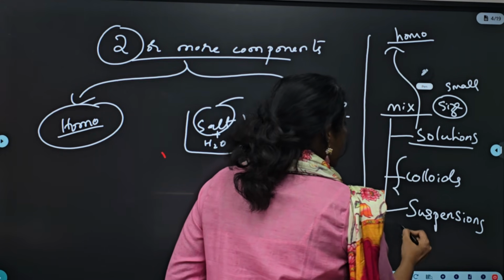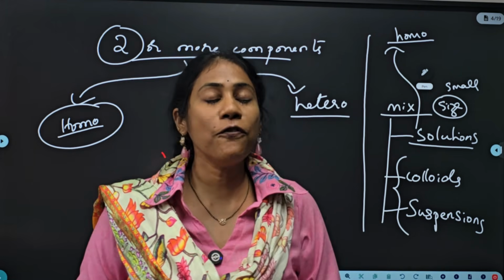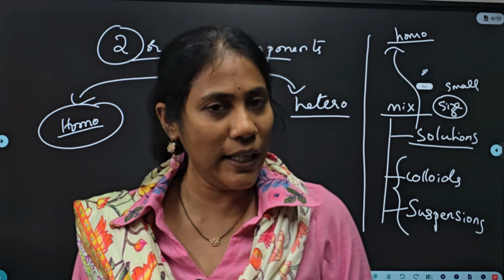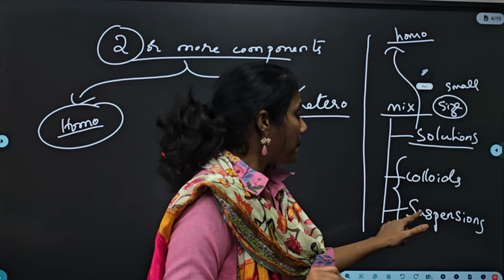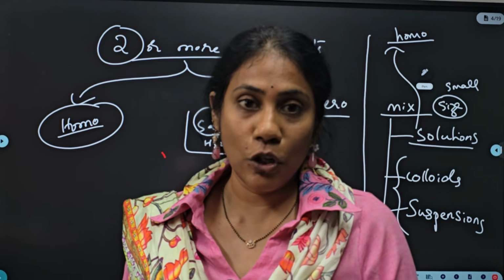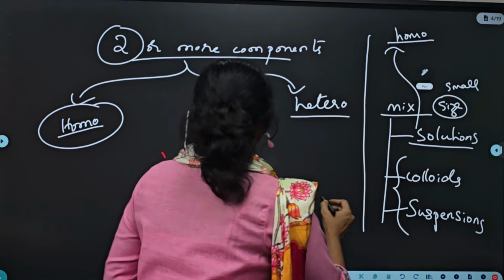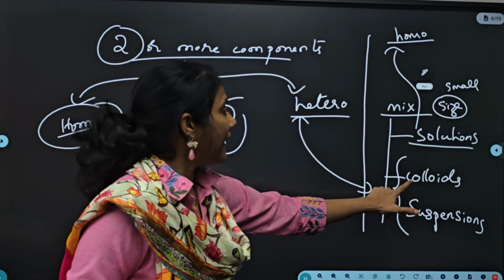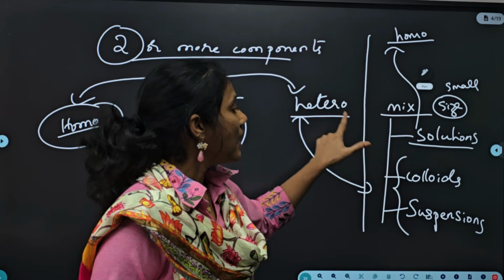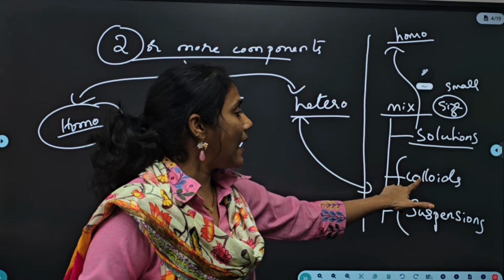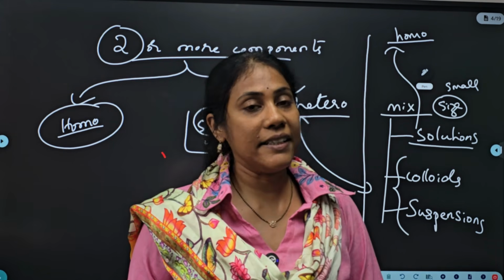But in the case of colloids, the particle size is not too big, not too small. Whereas in suspensions the particle size is much bigger. Both of them come under the heterogeneous type. Colloids are heterogeneous mixtures, suspensions are also heterogeneous mixtures. We will see examples of colloids and suspensions a little later.